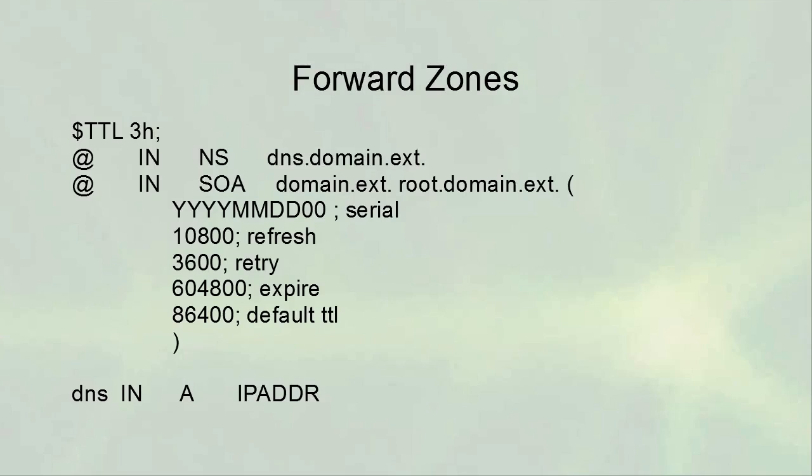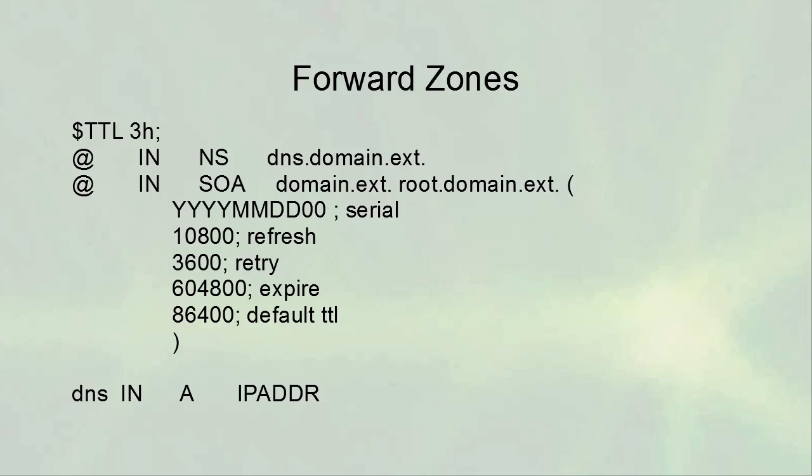So you have forward zones and reverse zones. A forward zone is a zone that uses names as its lookup. A reverse zone is something that goes from IP addresses back to names. So forward zones have multiple different types of records in them. So here's an example forward zone with a bunch of variables and stuff like that.